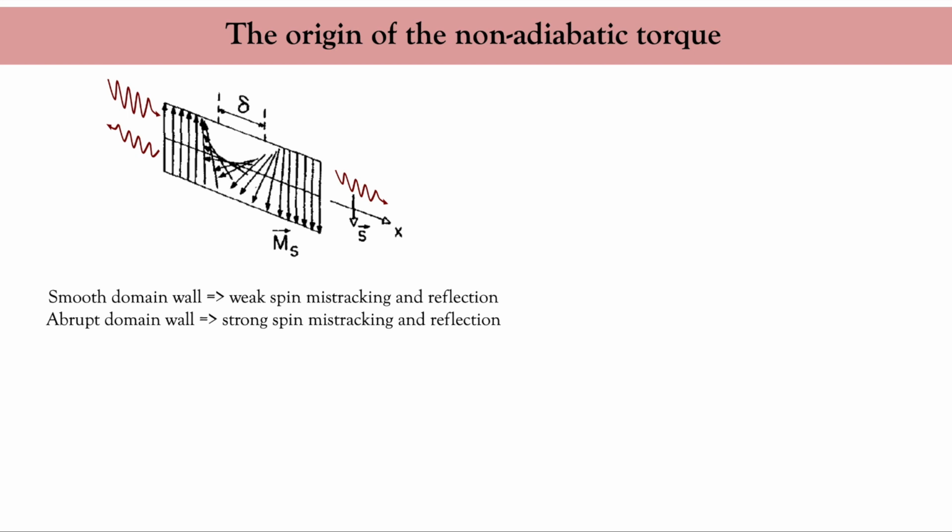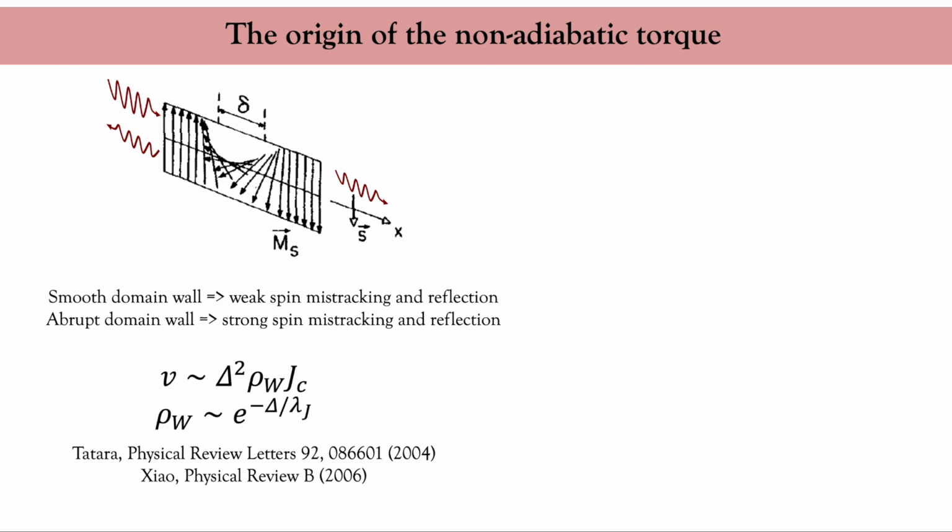What Tatara demonstrated is that in this regime, the domain wall velocity is directly proportional to the domain wall resistance that comes from the spin mistracking. The narrower the wall, the larger the mistracking. The larger the resistance, the larger the velocity.